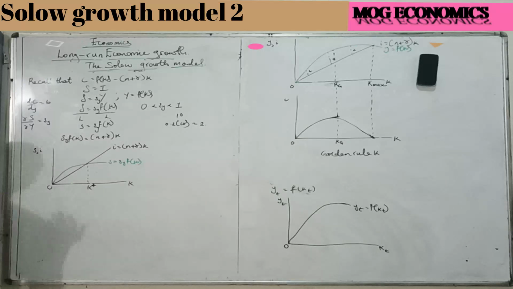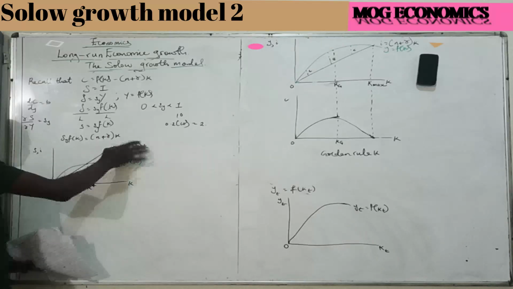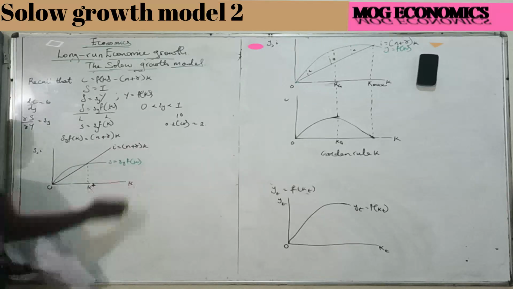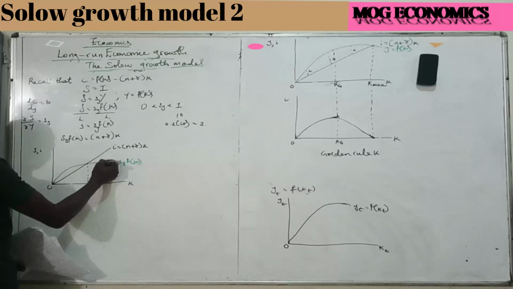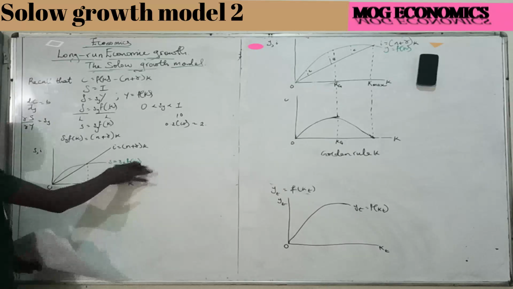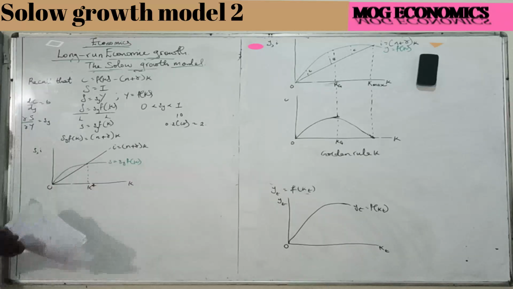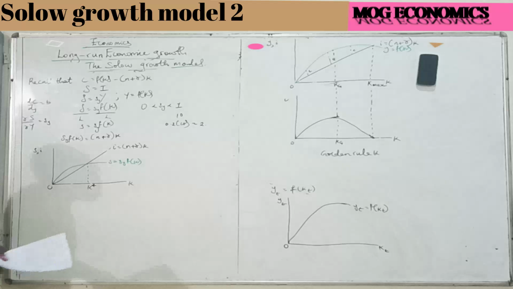Beyond this point, we see that investment is greater than saving. So even if these people in this economy want a higher steady state capital per worker, the saving that they have is not enough to invest in such capital per worker. It's just as if you get into the market and you can't afford what you desire, so you have to go for something else that is affordable.